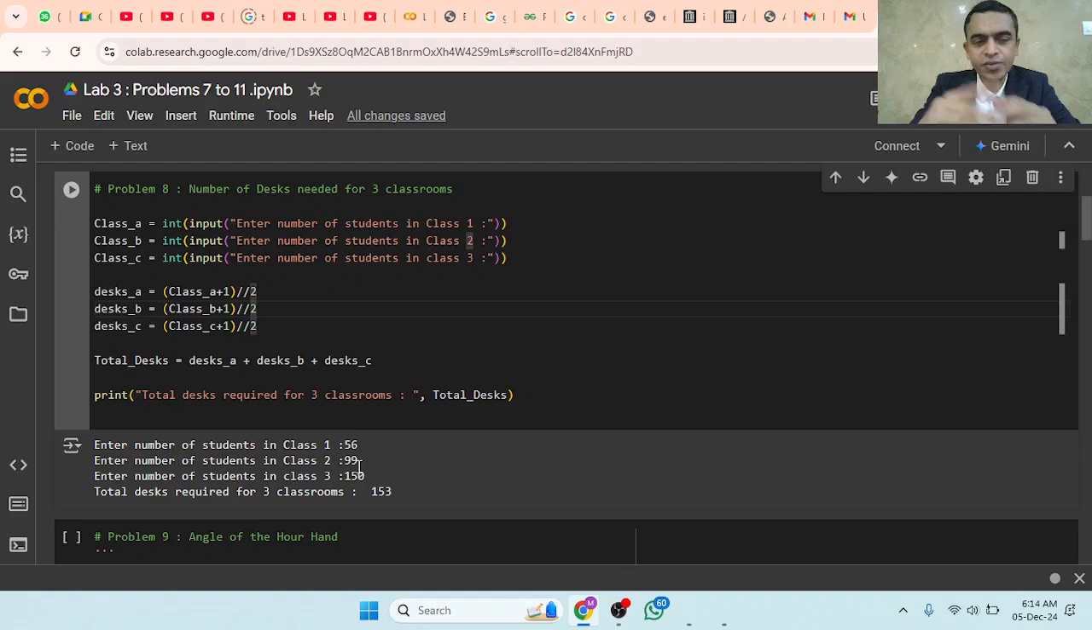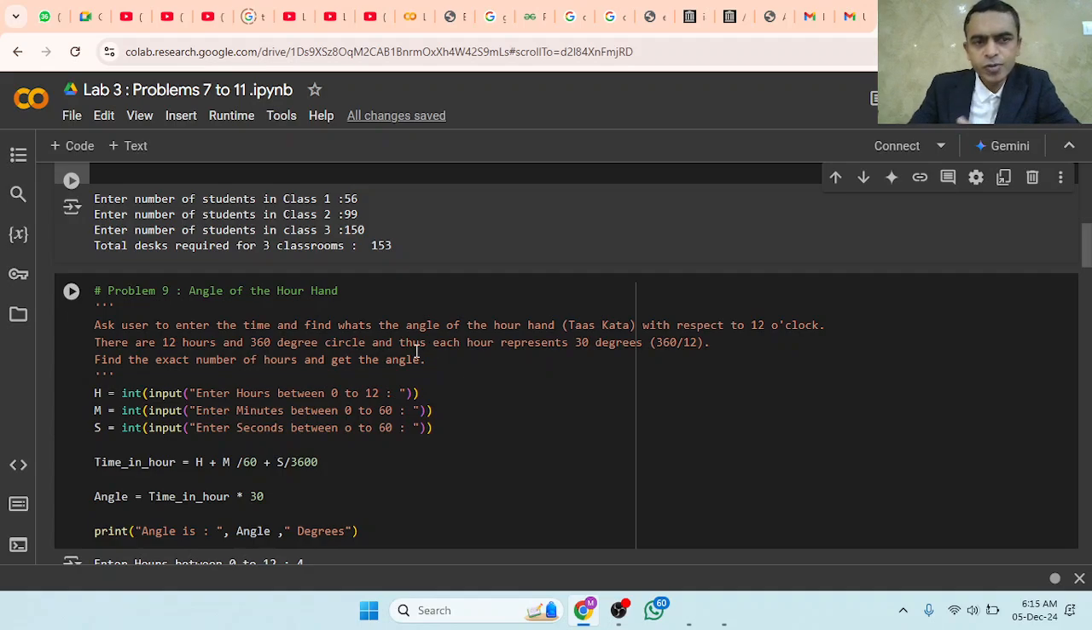You can use an if statement there. If they are even, then you can directly divide by 2 and you will get the number of desks, right? So there are multiple ways of solving any problem. There could be multiple logics, and all these logics are welcome so that we think in different directions. This was problem 8. Now let's come to problem 9, angle of the hour hand.